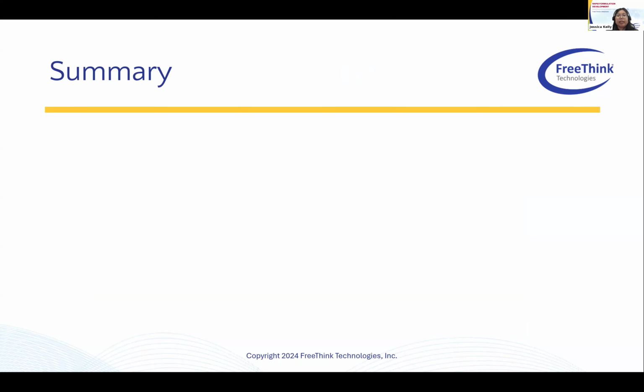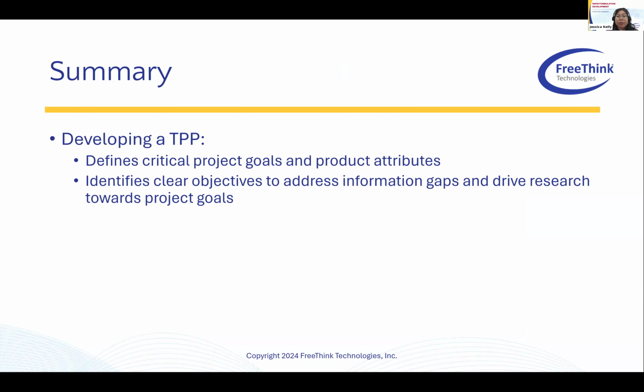So in summary, I hope you have learned how to develop a target product profile, specifically how to identify the different drug development phases and their primary project objectives, and then use that information to ask the right questions to define critical project goals and product attributes when building a TPP. And additionally, I hope you learned how the TPP can pinpoint gaps in current knowledge that allow the development team to produce a research plan with clear objectives to address the information gaps and drive research towards project goals.